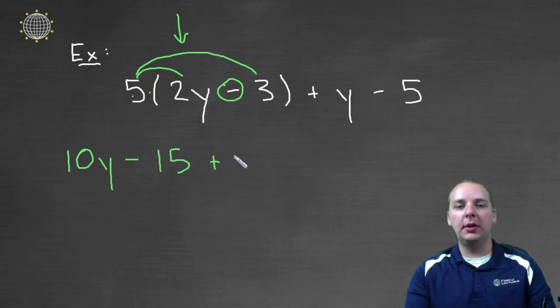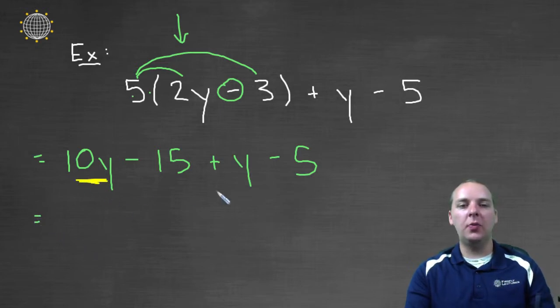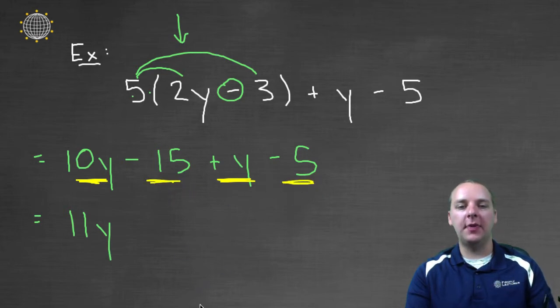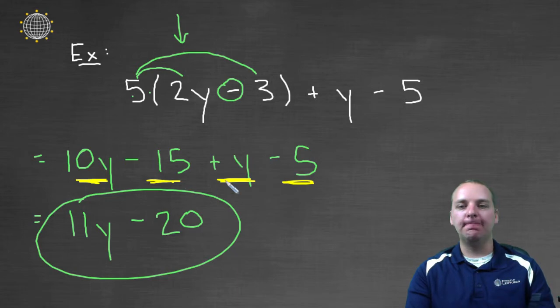We still have the plus y and the minus 5, but then we're not quite done yet because then we have to look for any like terms to see if this can be simplified. I do see that I've got 10y and a plus y here, so that'll give me 11y. And then I have minus 15 and minus 5. That'll give me minus 20. So I've applied the distributive property and I've simplified my answer.